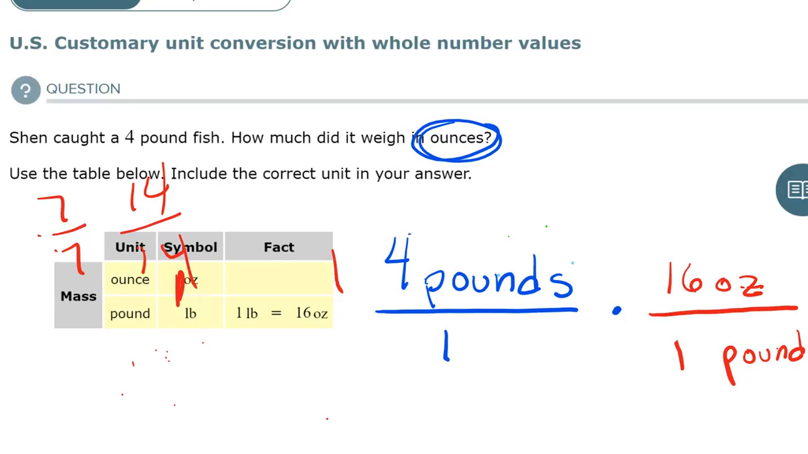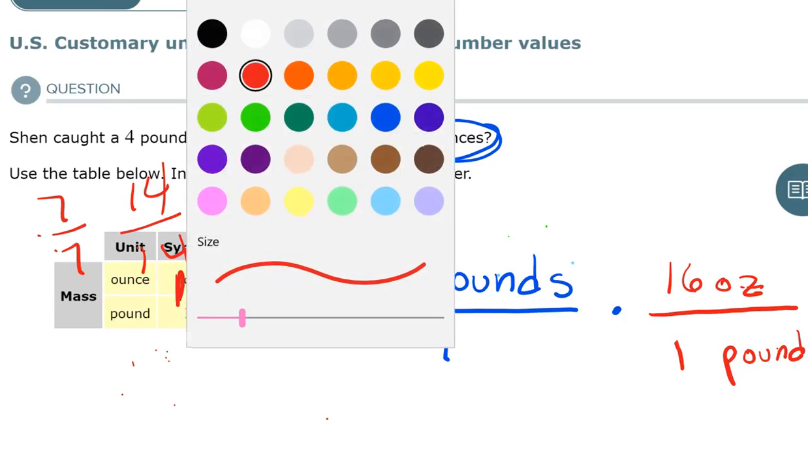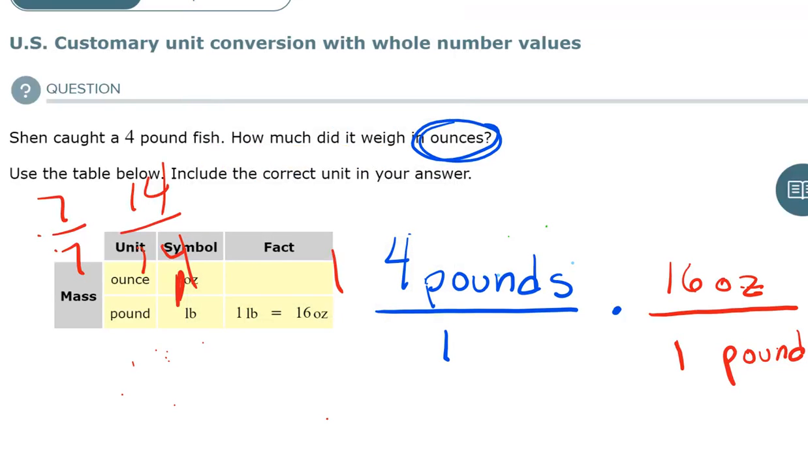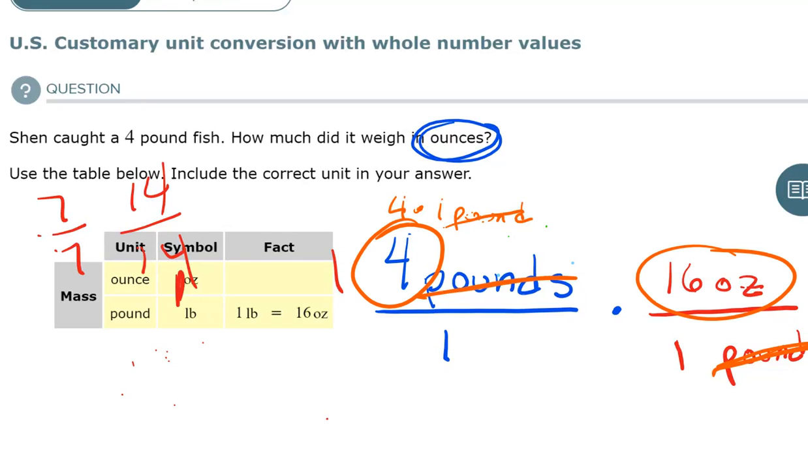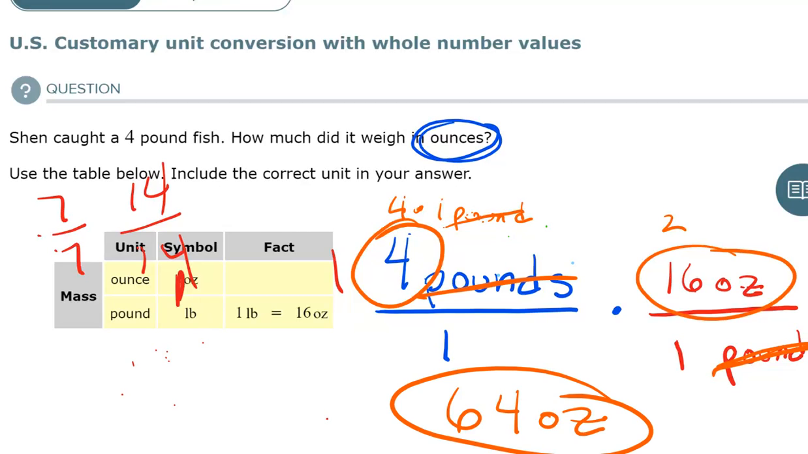Okay, and this is just multiplying fractions, and I can start reducing things. 4 pounds is very similar to saying 4 times 1 pound. Pound over pound, so here pounds over pounds are going to reduce to 1. And I'm left with 4 times 16 ounces. I've got to do this in pieces. 4 times 6 is 24. Carry my 2. 4 times 1 is 4, plus 2 is 6, so 64. I get 64 ounces all over 1, which is just 64 ounces.